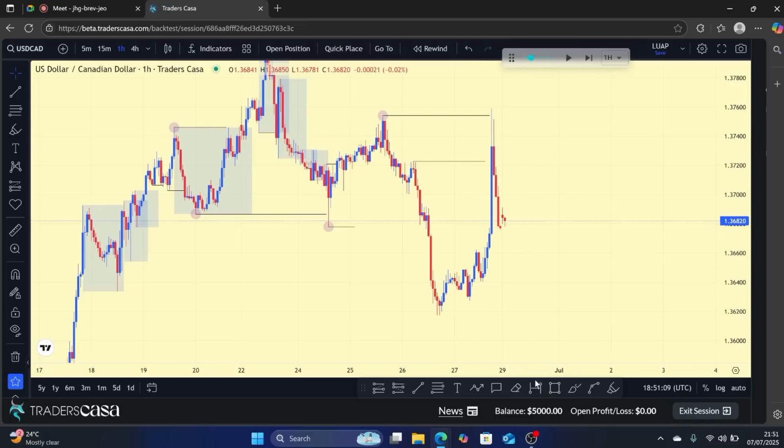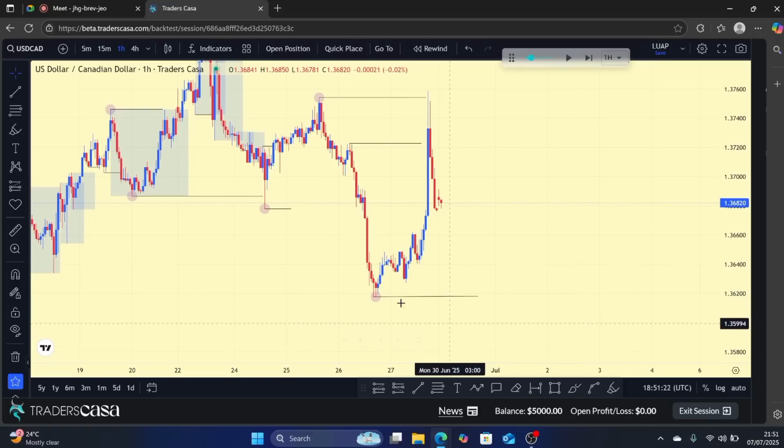So in this case now, this is just a major inducement sweep, and we don't consider this as a change of character. So this means that this one here is now our trading range low, and I will now be anticipating that price will continue all the way till the break of this low. Right, so exactly right here, that's what I'm anticipating.